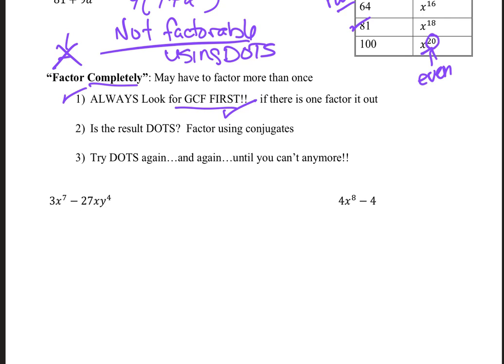Okay? And we've got to look for a GCF. So I look at these two terms. I see that there's a 3. They can divide into the 3 and into the 27, so 3 is in the GCF. And then there's an x in both terms. So for the lowest exponent, we have x and x to the 7th, so the lowest exponent is x. Y is only in this term, not in the other one, so I can't put y in the GCF.